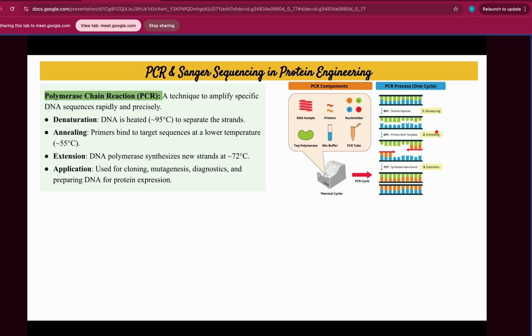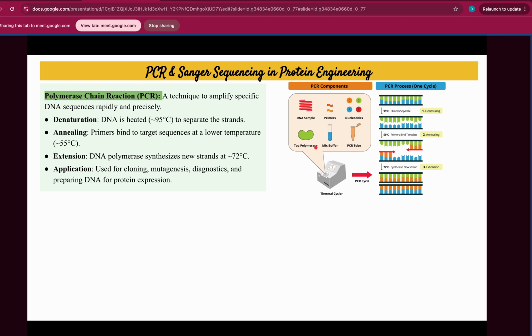After this breakdown, in the PCR we provide the DNA sample and primers, because we know that DNA polymerase cannot initiate the synthesis by itself. We require a free 3' OH group, which is provided by the primers used in this PCR. So primers are present, and nucleotides are present, because after denaturation we will synthesize the new daughter strand. For that synthesis we require the nucleotides, which are the dNTPs. Then we have Taq polymerase.